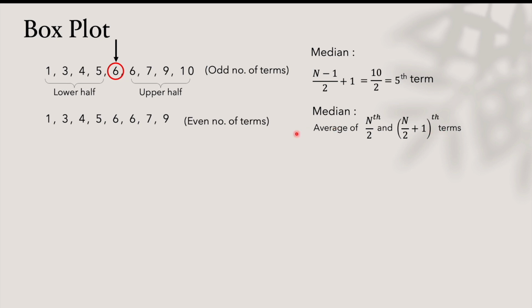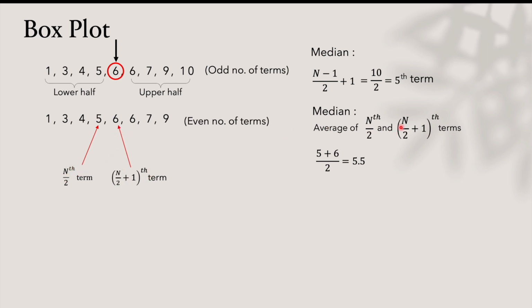So which terms are these? The n over 2th term is the term which is in the middle. If there are 8 terms, 8 divided by 2 is the 4th term, 1 2 3 and 4. This is the n over 2th term, right? And which one is the n over 2 plus 1th term? The next one. So these are the n over 2th term and the n over 2 plus 1th term.